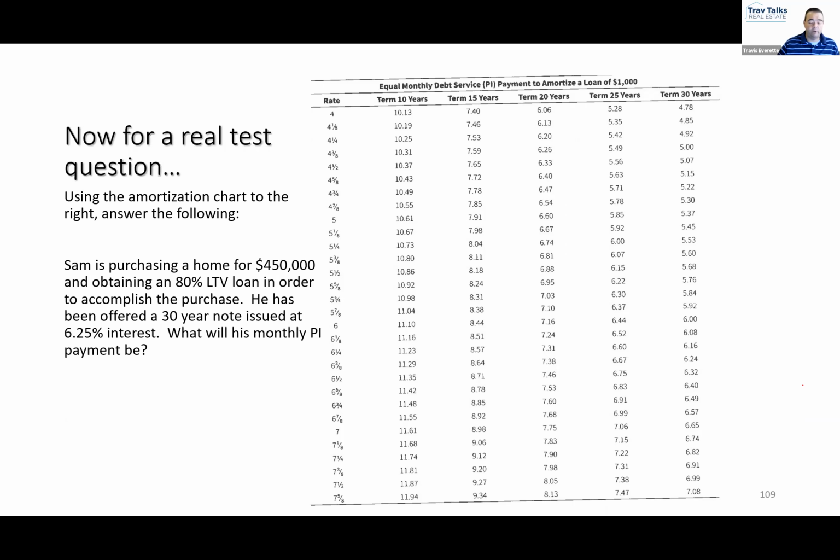Well, the first thing I think we need to do, can we all agree that we need to find the loan factor in the chart before we go any further? So 6.25, that's 6 1/4. And I'm going all the way across here, and then I'm coming all the way down from 30 years here. Does everybody agree that we're at 6.16 there?